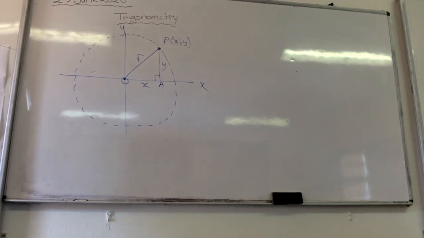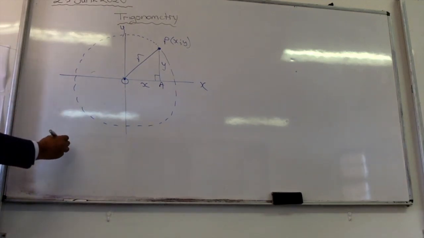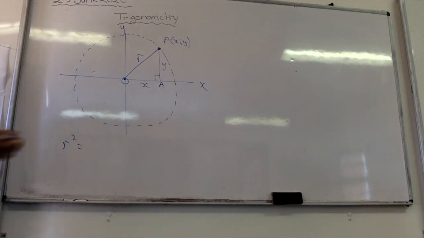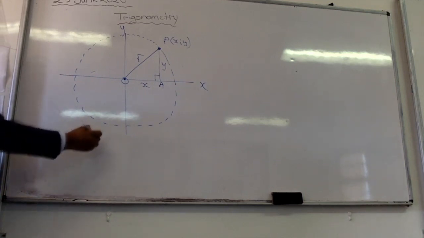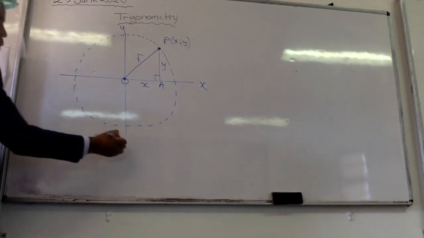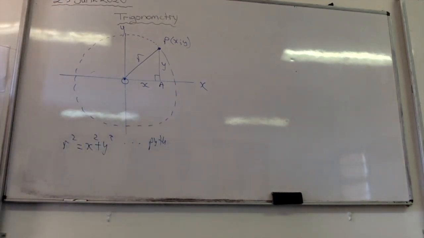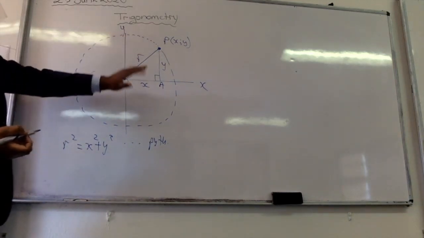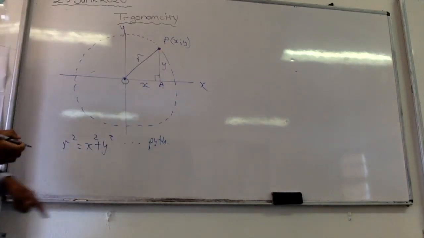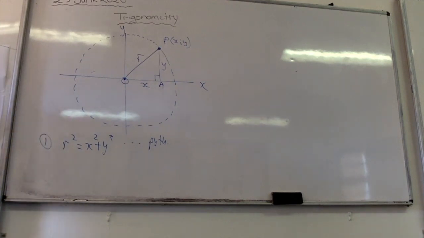You know that? So using Pythagoras theorem, what is r squared equal to? This will be x squared plus y squared. So this is just your simple Pythagoras theorem. So r squared is equal to x squared plus y squared. So this is one thing that is going to be very important, of course, in this topic.